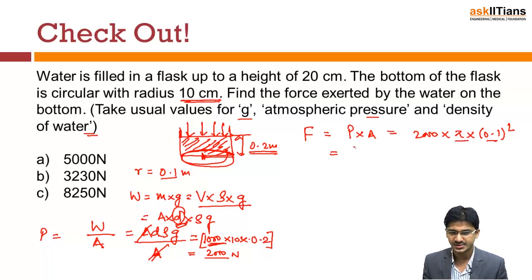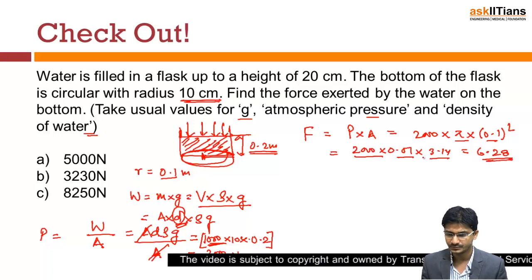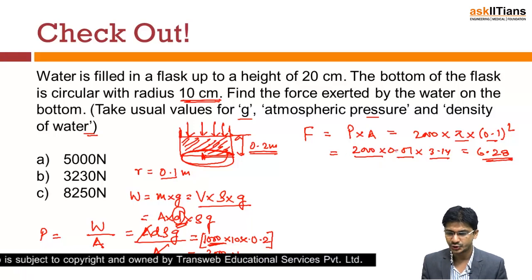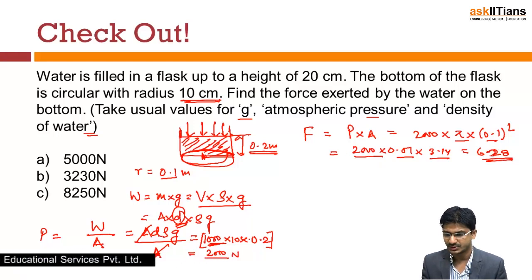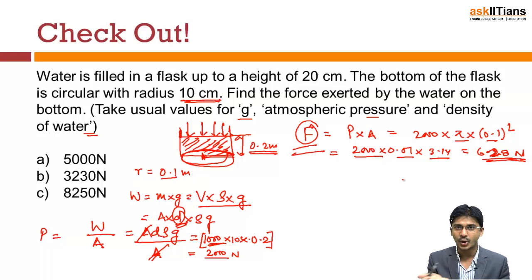So what we have here is 2000 into 0.01 into pi, pi is 3.14. This value will become 20 into 3.14, that is 62.8. This will make it 2362.8 Newton. Okay, so this is the force that I am getting, that is acting at the bottom of this.